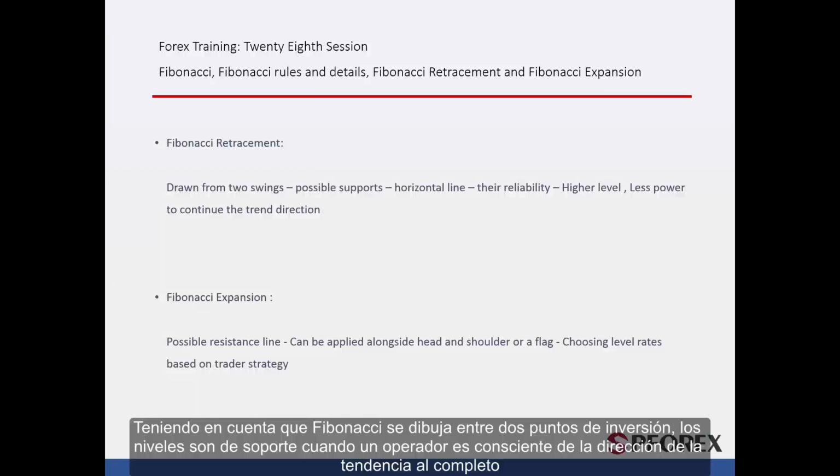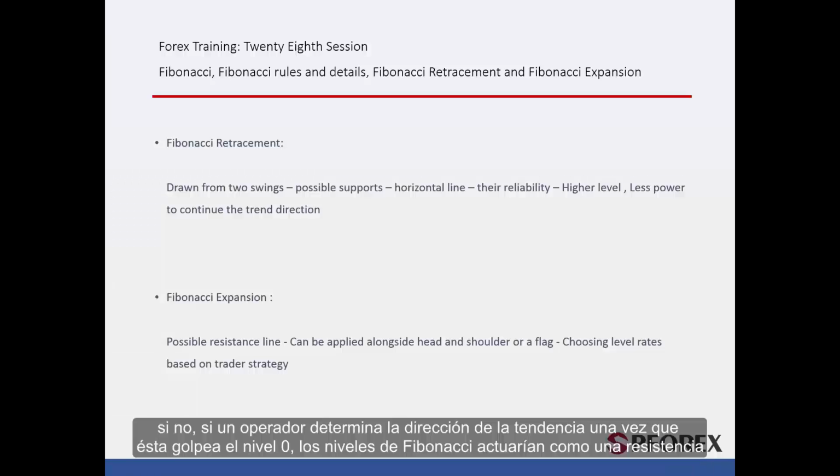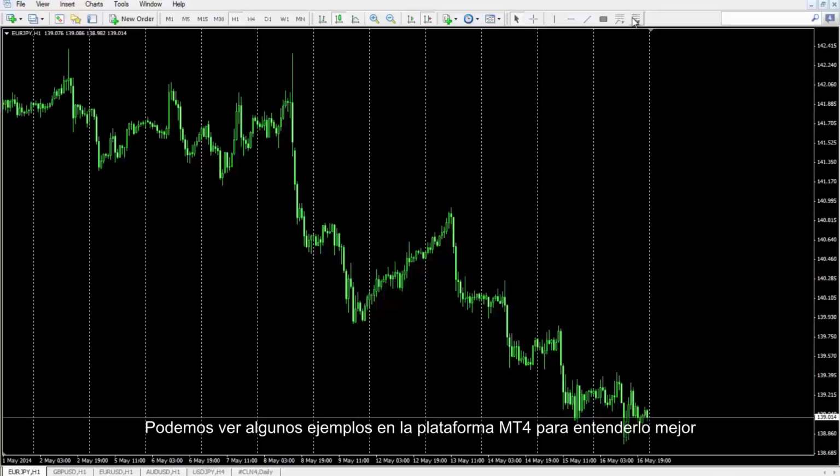Considering that Fibonacci is drawn between two reverse points, levels are supportive when a trader realizes the whole trend direction. Otherwise, if a trader determines direction of the trend after it hits the zero level, the Fibonacci levels would act as resistance. Examples on MetaTrader 4 can be reviewed for further comprehension.